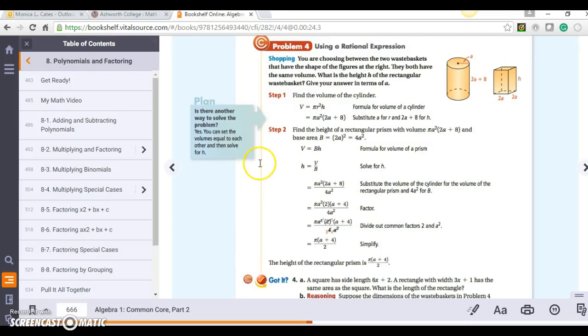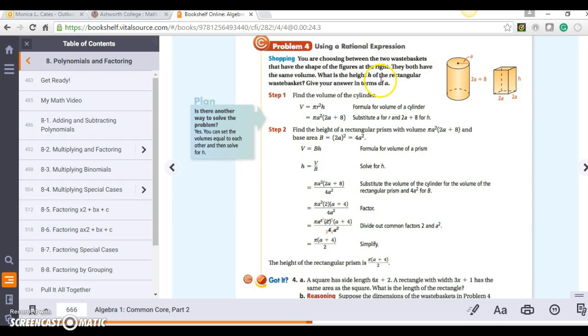Alright, we're looking at problem 4 using a rational expression. Shopping. You are choosing between two wastebaskets that have the shape of the figures at the right. Here are the two figures. They both have the same volume, so V is equal to the same for here and here.